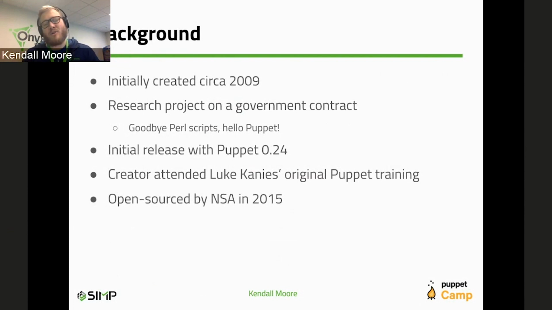And the last thing that you should know about SIMP is that it was open sourced by the NSA in 2015. And yes, I do mean that NSA, not as interesting as it sounds.